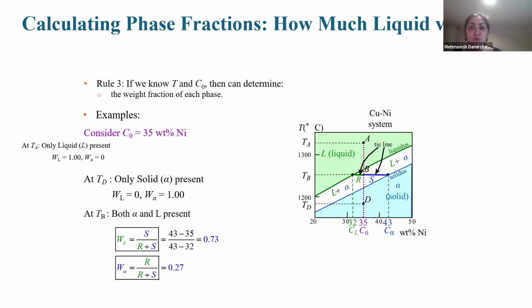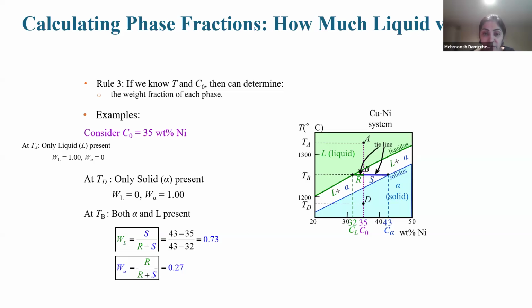This slide explains Rule 3, which shows how to find the weight fractions of each phase using the lever rule. For two-phase alloys, draw a horizontal line, the name of this line is tie line, at the temperature across, for example, the two phases that we have, the L plus alpha region. We are at point B. We draw a horizontal line across this region. The weight fraction of the solid alpha is calculated, or W alpha.